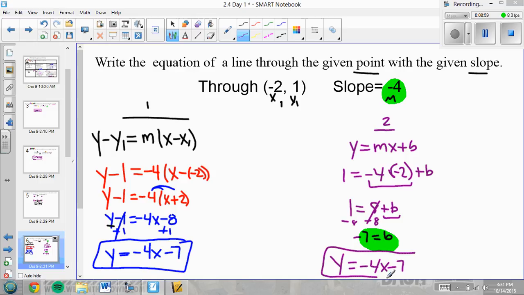If you look at both methods, you still get the same equation, y equals negative 4x minus 7. So the next example, we're going to do both ways still. And then after that, you can pick the method that you like. You don't always have to do two. You're just picking whichever one you think is easier.